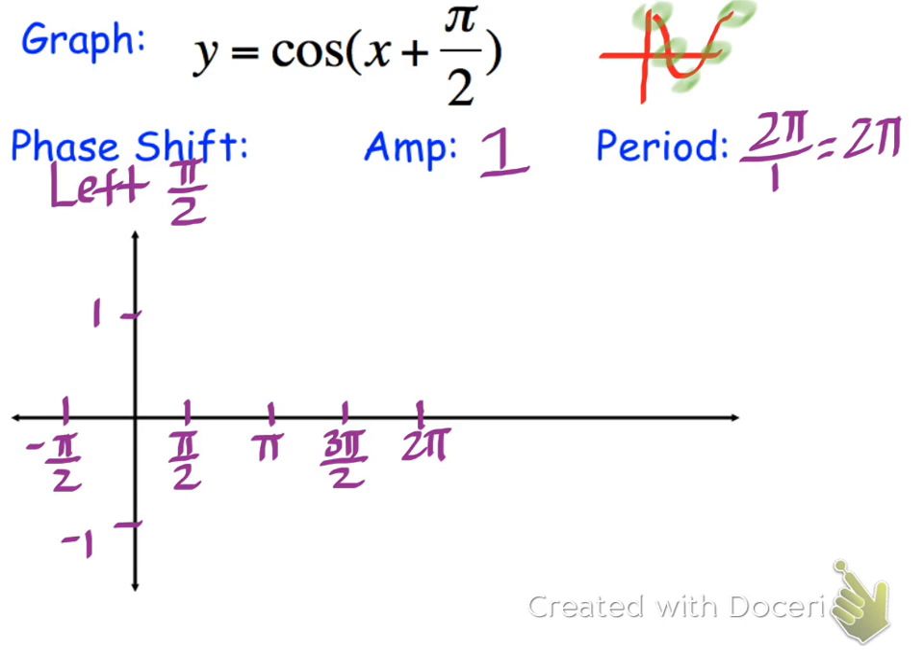Now let's go ahead and sketch this. So the first point is going to be left pi over 2 units. So we're going to go back pi over 2 units. But remember, this one's going to start up high. So we're going to start up here at 1. So we're going to be at negative pi over 2, 1 in this case.